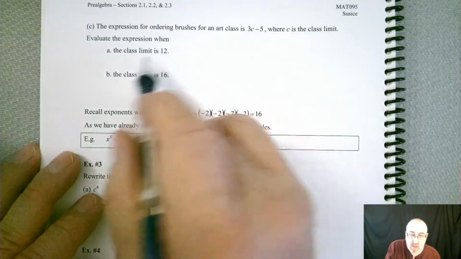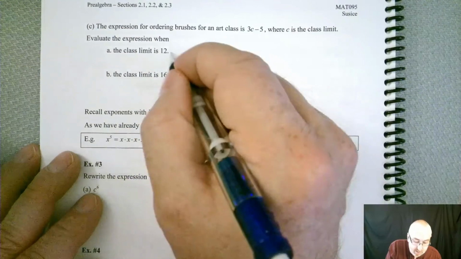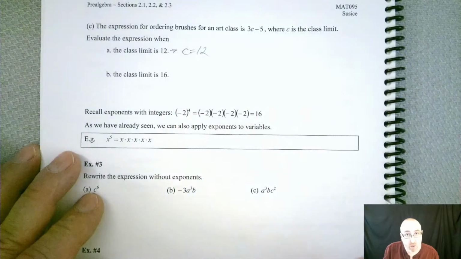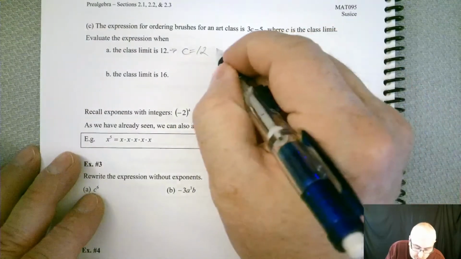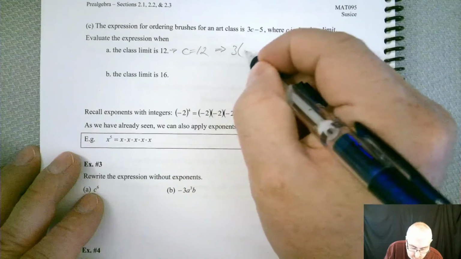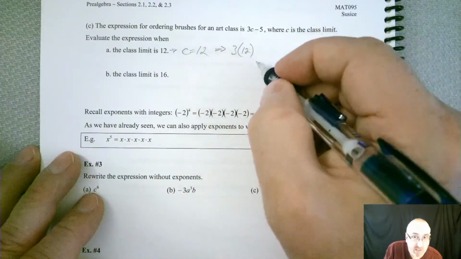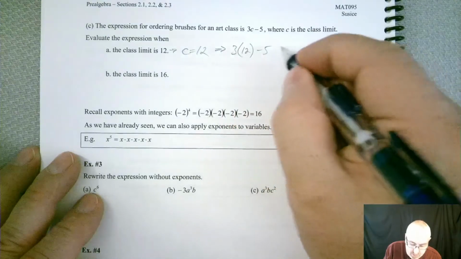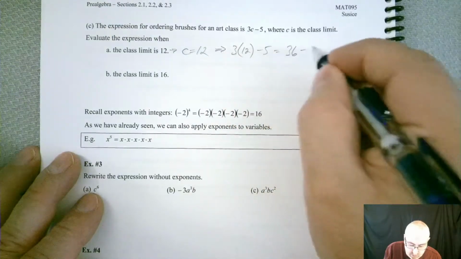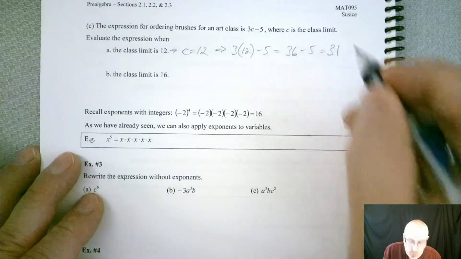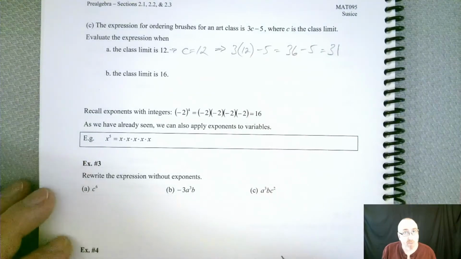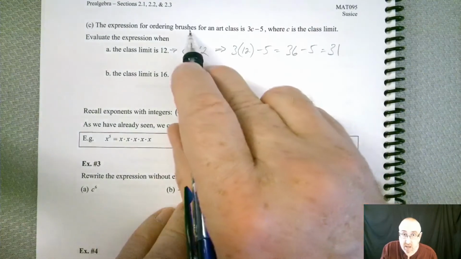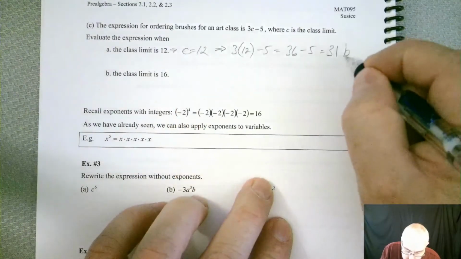So all this is telling you is that c equals 12. If c equals 12, now we know what to do. We can just plug that in for c. So let's use our parentheses because it's not the first thing. And so we'd have to multiply first. So that gives you 36 minus 5, which equals 31. Now, because it's a word problem, what do I always say? Don't forget your units. So the units in this case would be your brushes.